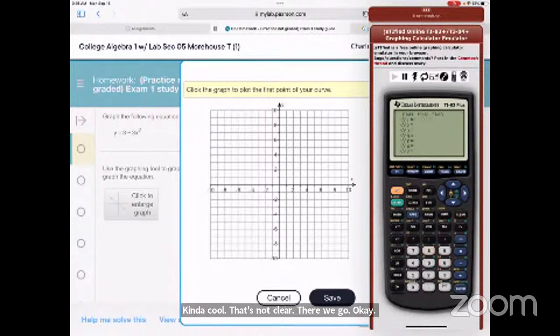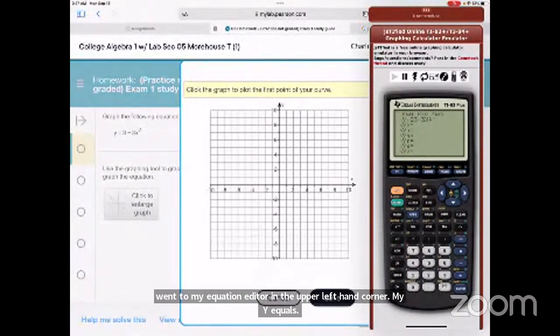Now let me see if I can type this. We have y equals 3 minus 3x squared. I think this is the x and the hat, squared. Okay, so this is a TI-83 Plus, and basically I went to my equation editor in the upper left-hand corner, my Y=, and I just typed in 3 minus 3x squared, right?